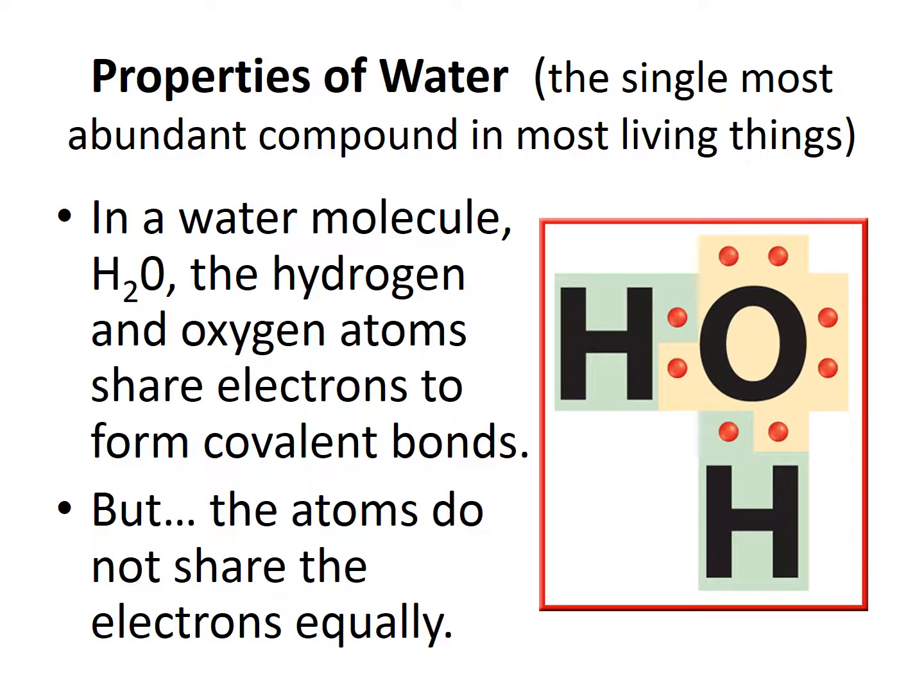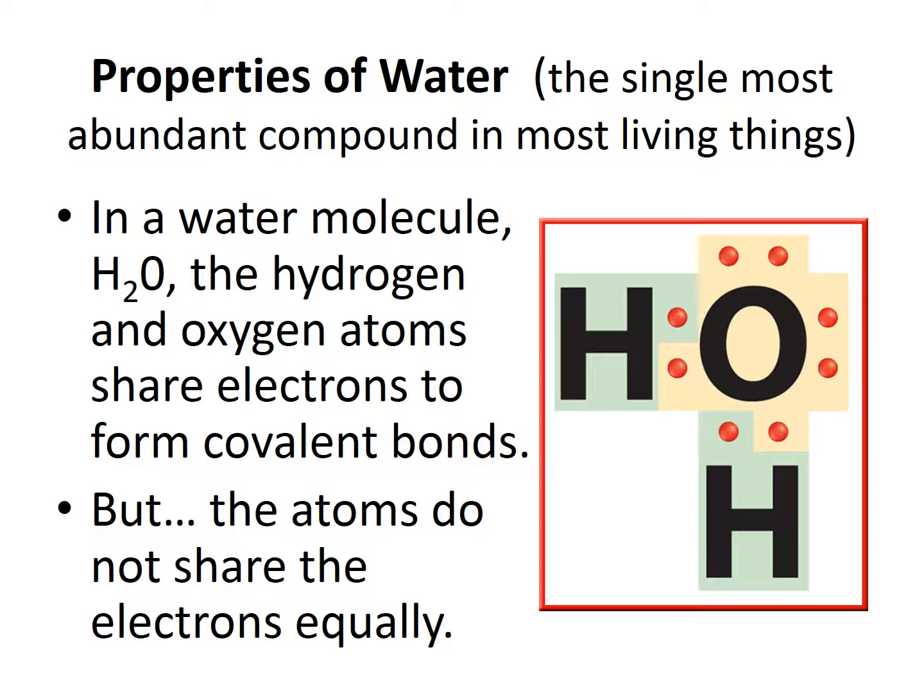Before we talk about the properties of water, let's review some details about the molecular structure of water. Remember, each of the two hydrogen atoms in a water molecule has one electron. Each hydrogen electron pairs up with an oxygen electron, resulting in two single covalent bonds in a water molecule.